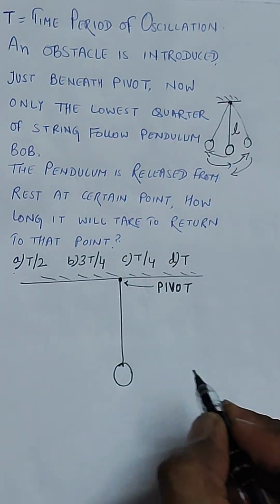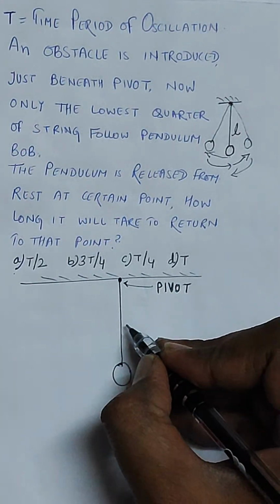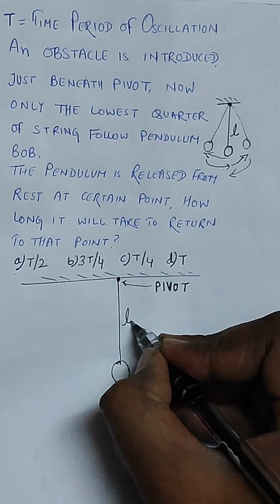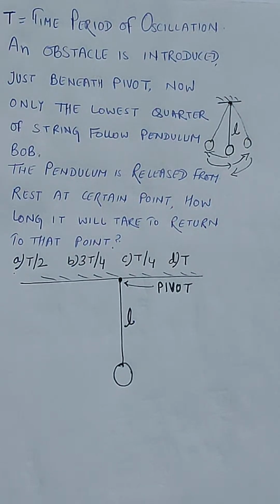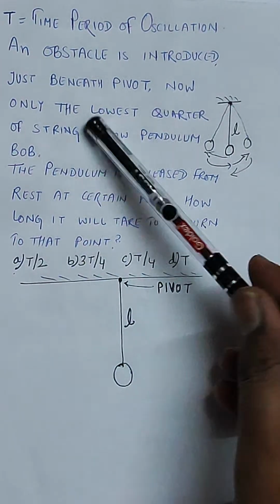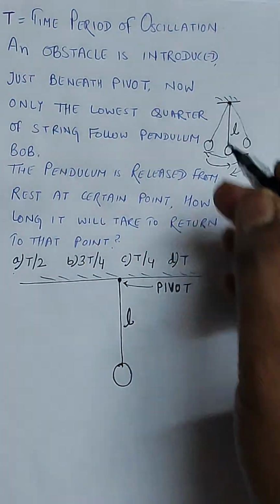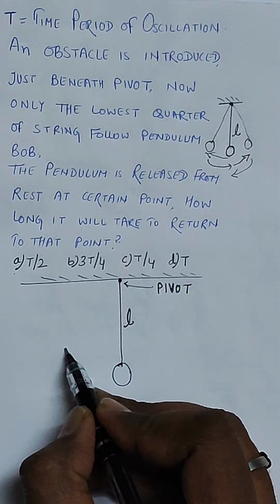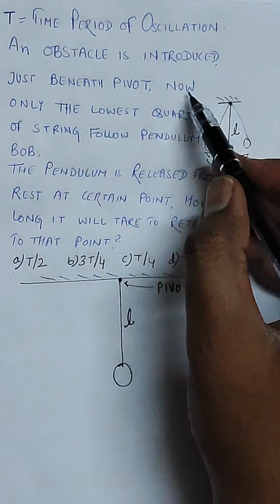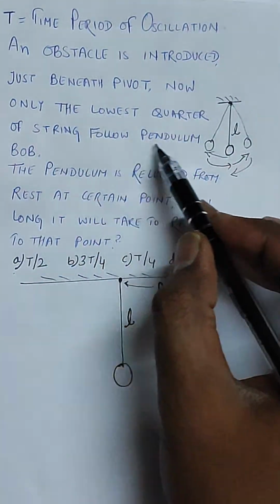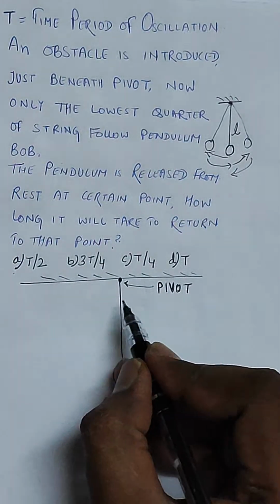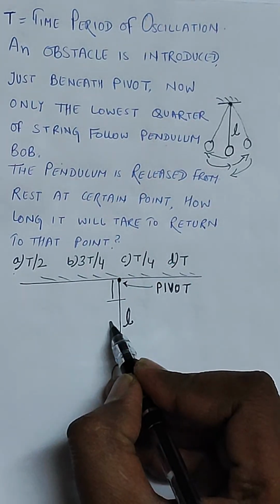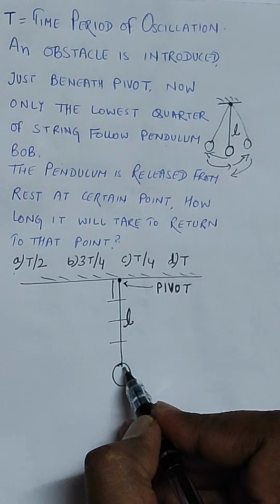Now from this point it is hung, and let us say the length of the string is L. Here it's given that the obstacle is introduced just beneath the pivot, so that only the lowest quarter of the string follows the pendulum bob. So if there are four portions of this string, this will be the first quarter, this the second, this the third, and this the fourth.